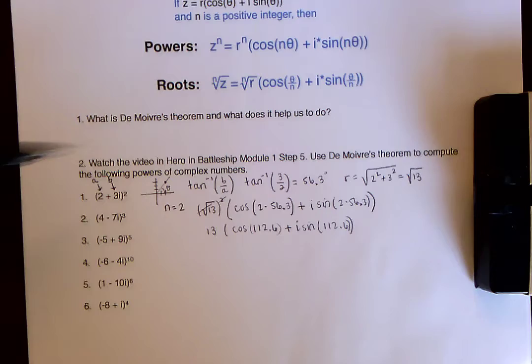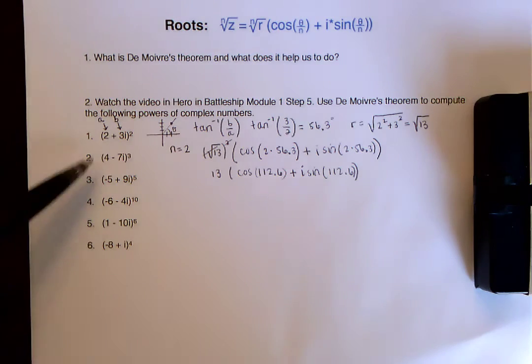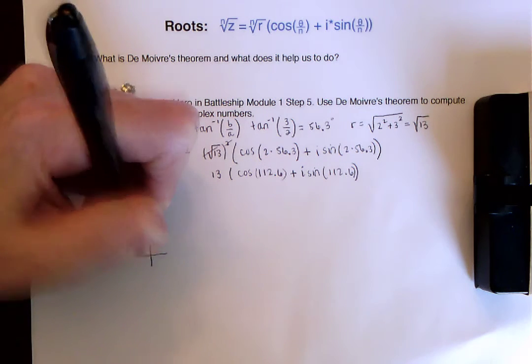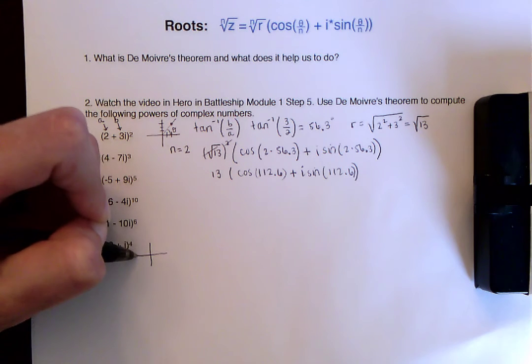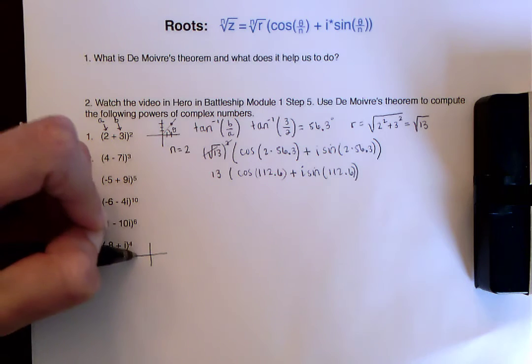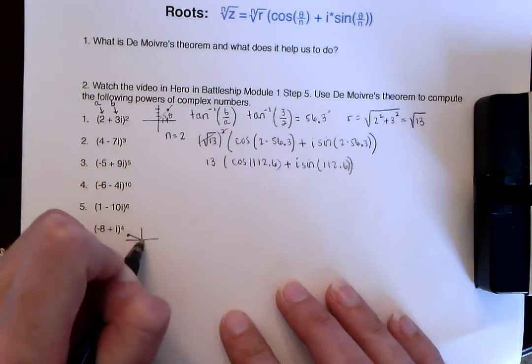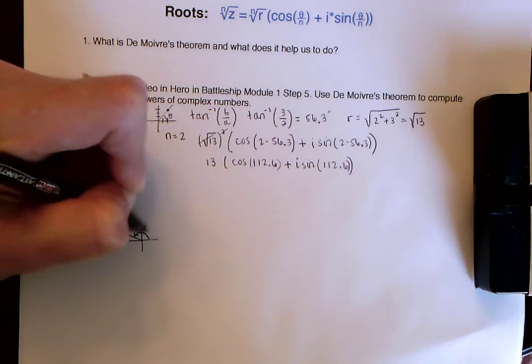Okay? The only difference that you're going to have with some of these other ones is, again, where the angle is. So let's look at this last one, number 6. This one is at -8 and then up 1. So it's right here. It's in the second quadrant. So we've got this angle right here. We're looking for this one, theta.